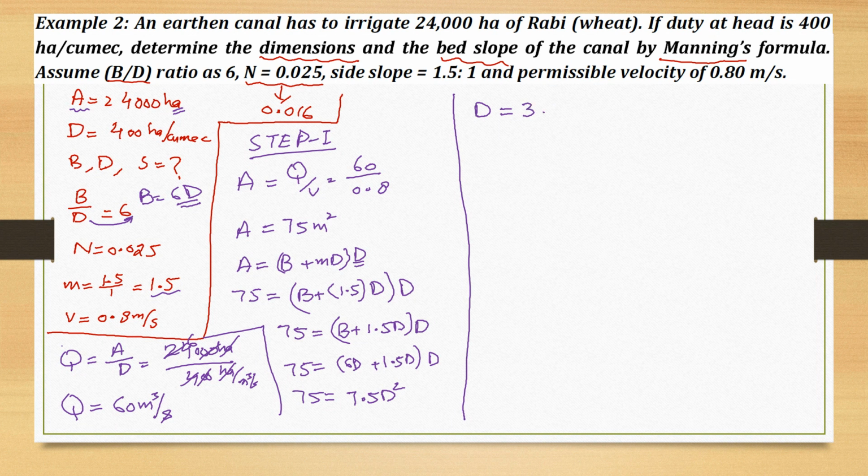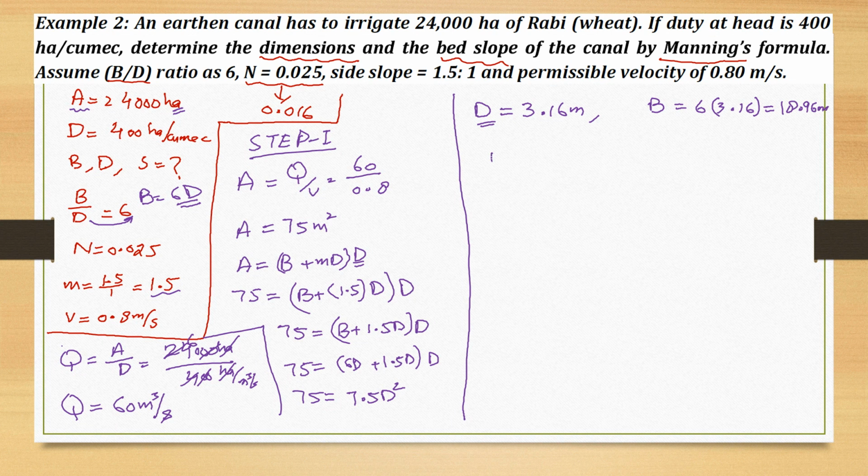3.16 meters. And value of B corresponding to this value means simply the value of B is 6 times the D. So we will multiply this 3.16 by 6 and it will be equal to 18.96 meters. This is value of B. We have designed the channel, but now we have to determine the value of S.